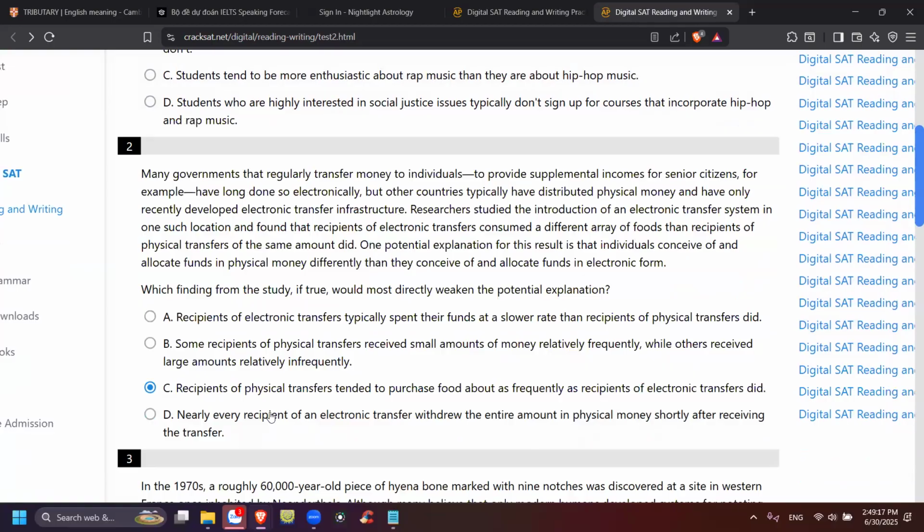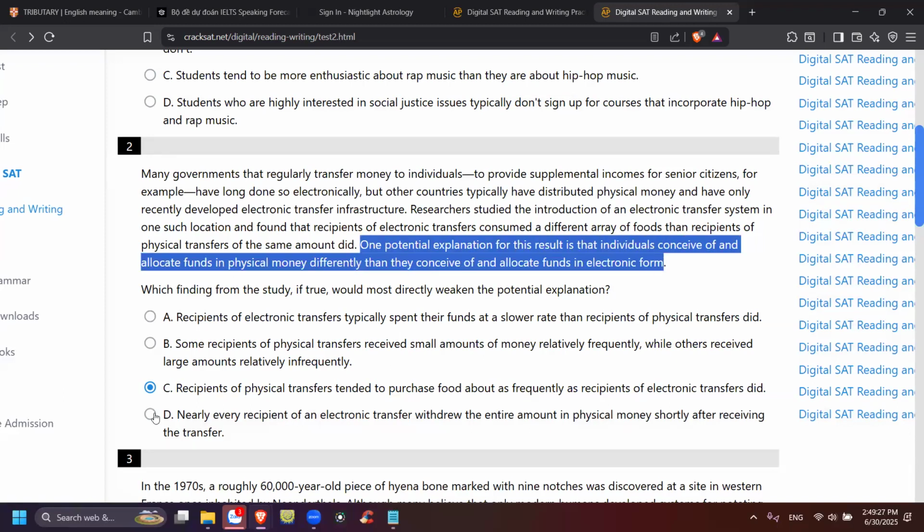Right. Number two, right? Okay, so weaken directly the potential explanation. Is that the answer? But let me read it, because nearly every election withdrew the entire amount after receiving the transfer. Wait. The explanation is that people conceive and allocate funds differently in the two forms.